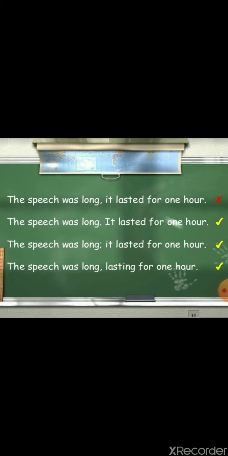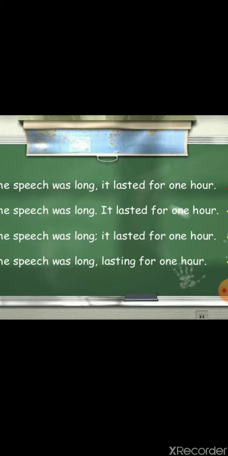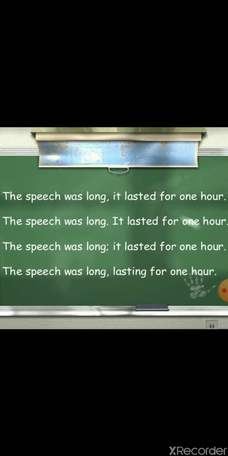And the third sentence: the speech was long, little pause, semicolon. It lasted for 1 hour. The speech was long, lasting for 1 hour. With comma, semicolon and full stop, we have made three types of sentences. All three sentences are correct, but the first sentence is incorrect. Okay?